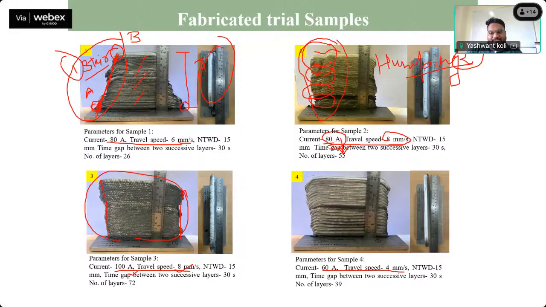And similarly, the fourth component is 60 ampere and travel speed 4. So you can see this is a very good component. This is almost a 100 percent component, and the dimensional accuracy is also consistent, and the surface is not that wavy. For that surface, you can simply go for CNC milling for surface flatness. We can have a very good surface.